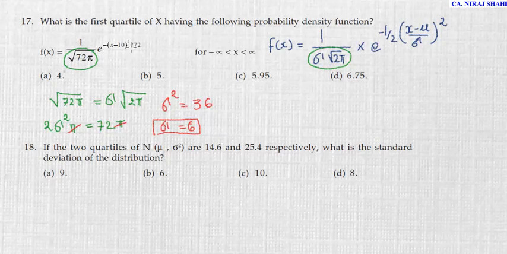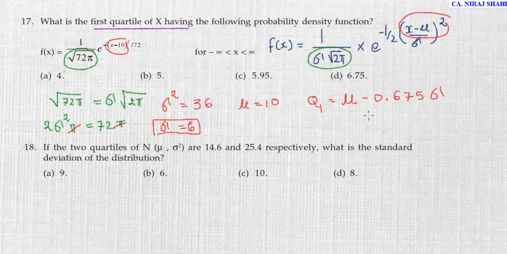Now let's compare x minus 10 square with x minus mu square. We can just say by observation only that the mu is equal to 10. Okay. Now actually our interest is in finding out the first quartile of x. What is the formula of first quartile as per normal distribution? First quartile Q1 is actually mu minus 0.675 into sigma.